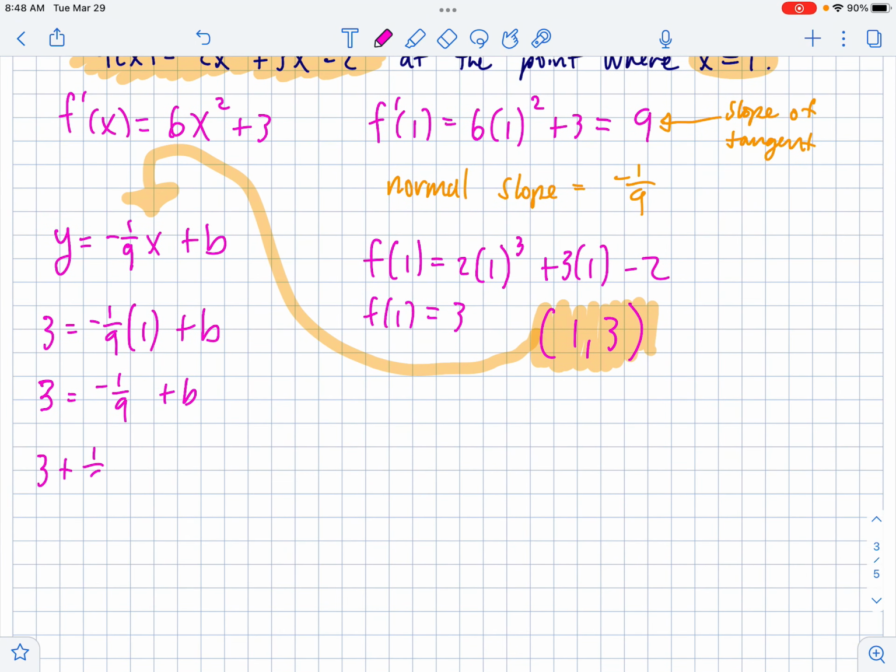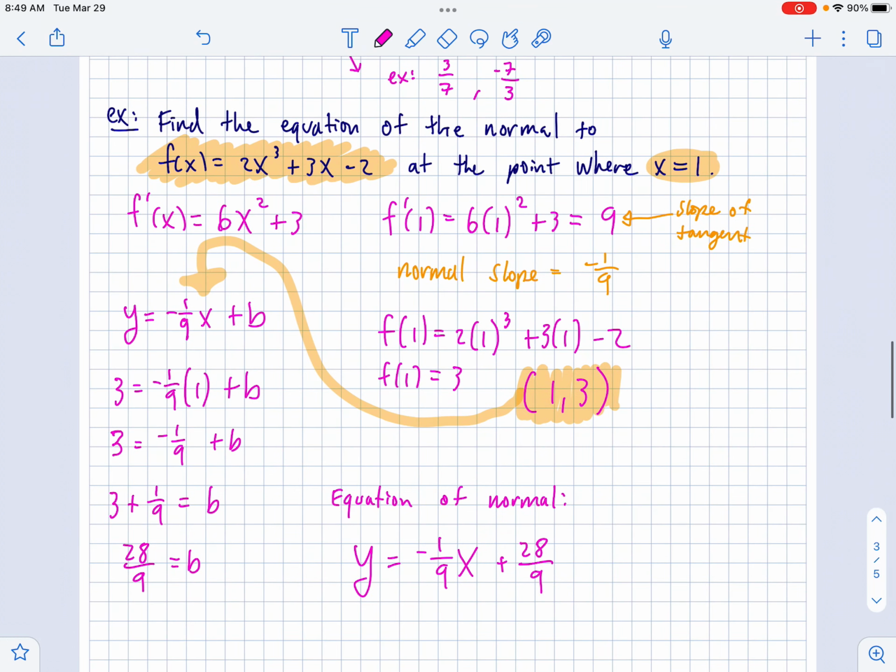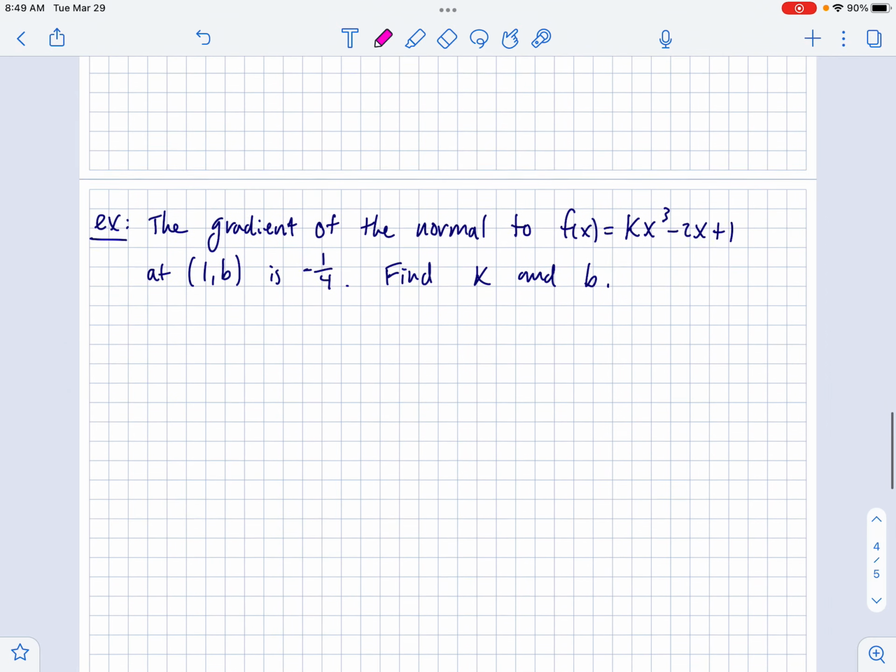So we get 3 is equal to negative 1/9 plus b. So 3 plus 1/9 is equal to b. 27/9 plus 1/9 is 28/9. So the equation of the normal is y equals negative 1/9 x plus 28/9. There's the whole problem.